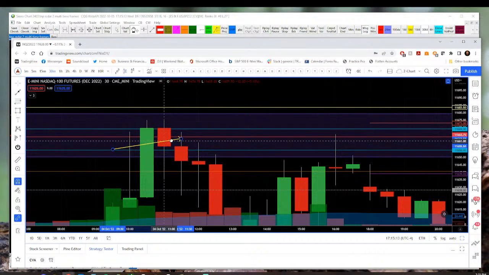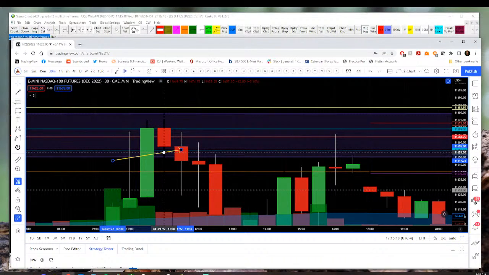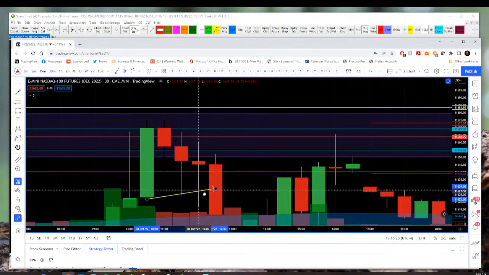Honestly, this was a hint too. Tried to get above the volume area, rejected it. Now it's rejecting the VPOC. Like, it's already any of these.